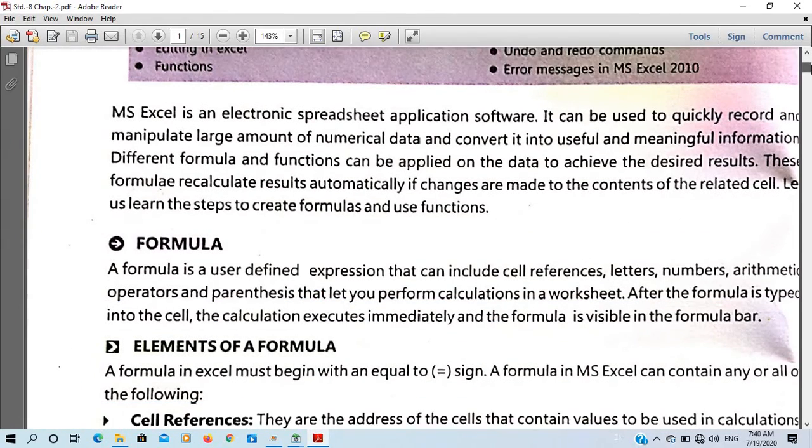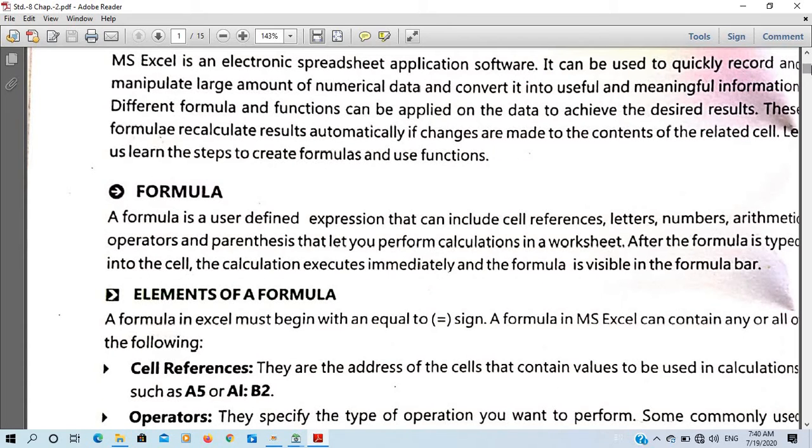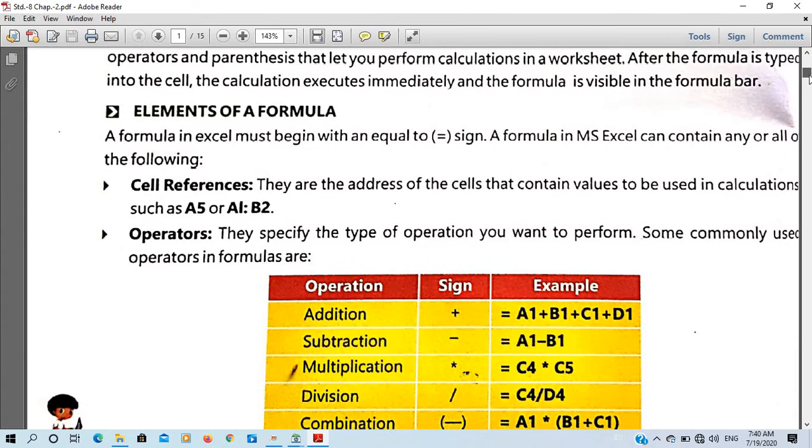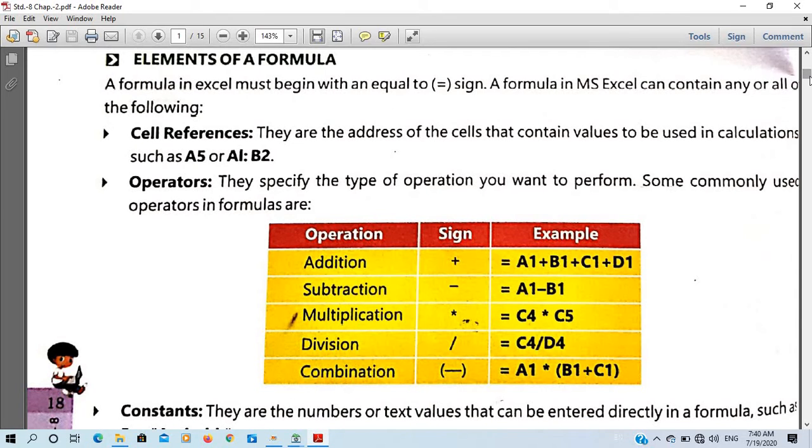See, formula. So I had told you that formula is a user defined expression that includes cell reference, letter, numbers, arithmetic operators. Means formula are made by user, we people, the user of the computer, and they made formula for the purpose of calculating, for doing some calculation. In MS Excel we do this, and the elements of the formulas are cell references, means how to name the cell from where to calculate, means कहाँ से कहाँ तक हम लोग कैलकुलेट करेंगे, किस सेल का नंबर को हम लोग जोड़ेंगे, that is called cell reference.